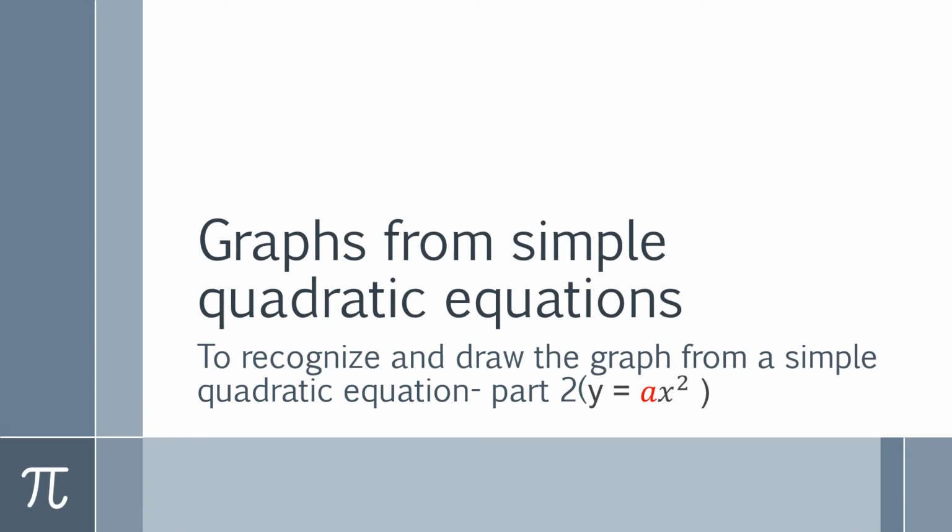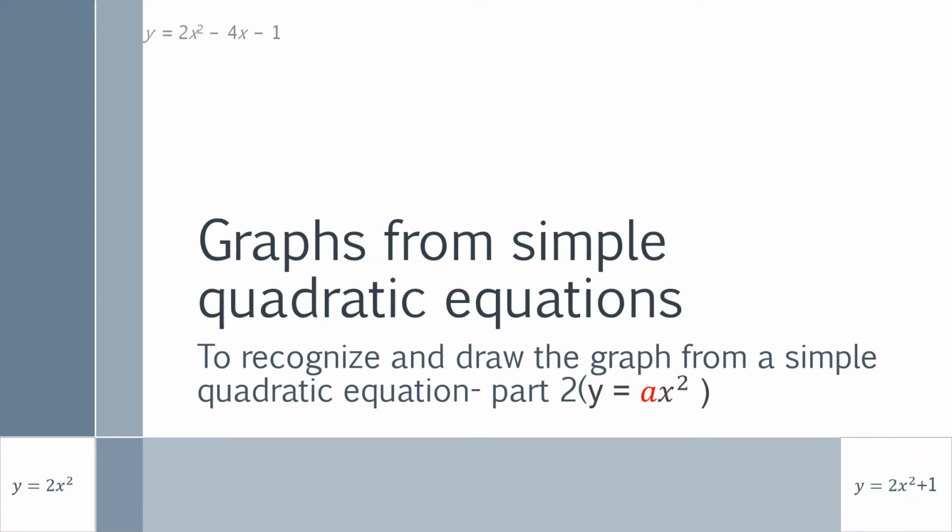Going to take how to recognize and draw a graph from a simple quadratic equation of y equals ax squared or y equals ax squared plus c, and we are going to have at the end a challenging question, which is y equals 2x squared minus 4x minus 1. Now let's recap what we took before.